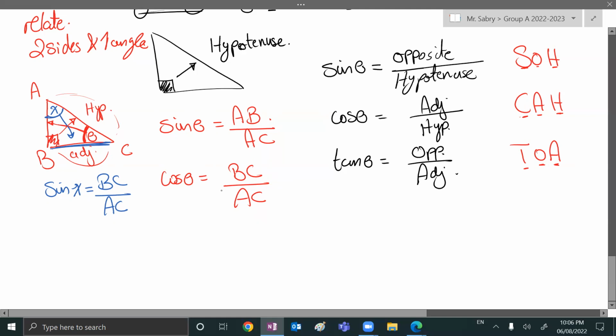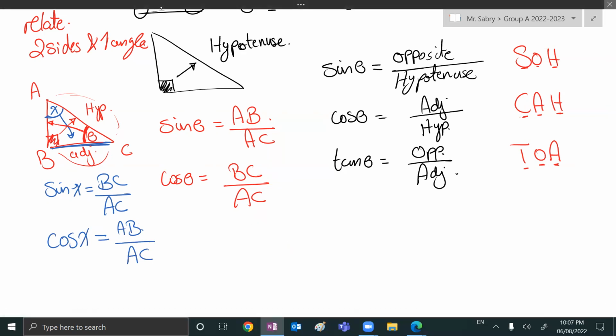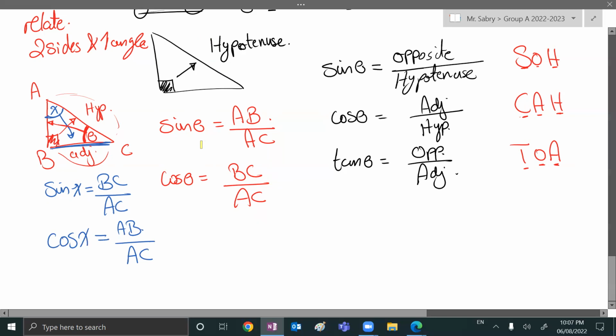There's a theory though that matters a lot. If I continue with this example, I said that cosine x should be adjacent over hypotenuse. The adjacent in this case is AB over the hypotenuse, which is AC. Now, what's extremely important for you to understand is this part here. Look at this. Cosine x was equal to AB over AC, while sine theta, sine, not cosine, sine of theta, was equal to the same value, which is AB over AC.